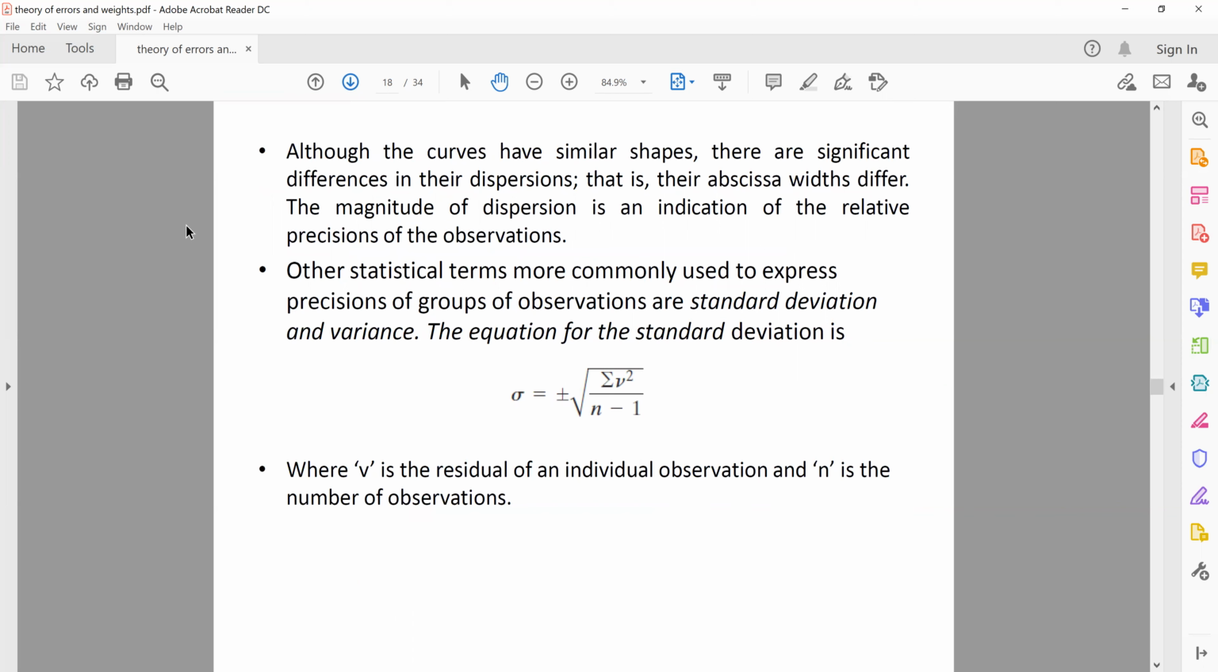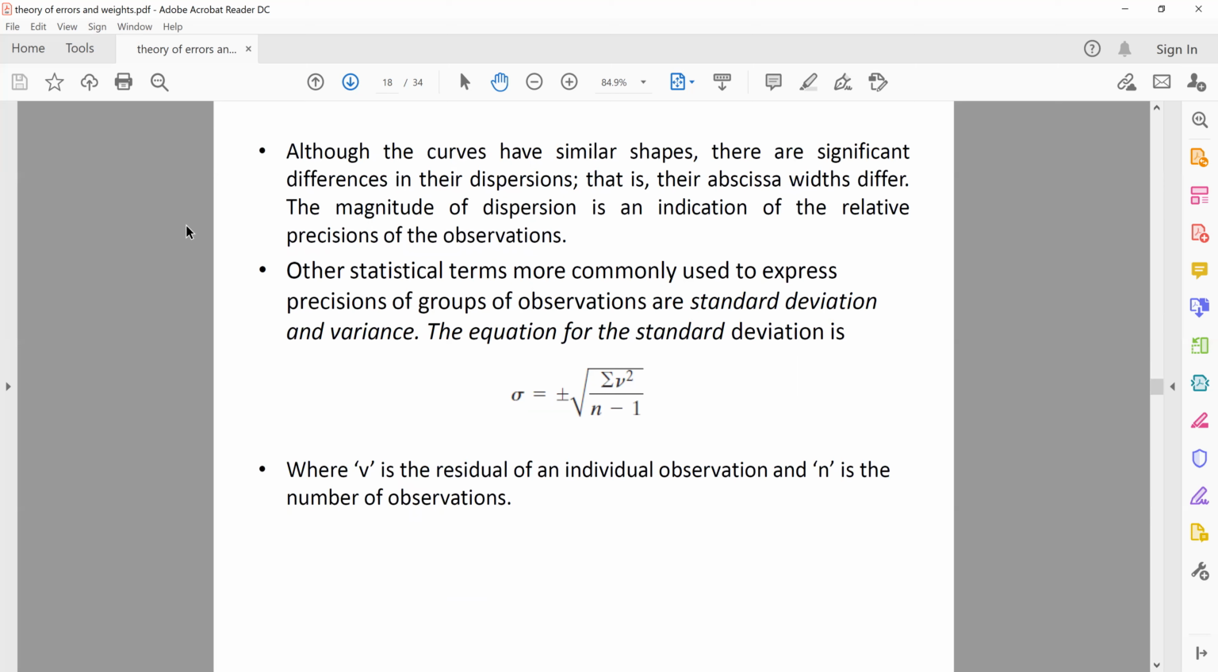So although the curves have similar shapes, the two curves that we saw, the narrower and taller one and the smaller and wider one, there are significant differences in their dispersions. That is, their abscissa widths differ, and the magnitude of dispersion is an indication of the relative precisions of the observations. So if the curve is narrower and taller, that means the precision is more. And if the dispersion is more, that means the precision is lesser. One other way you can comment on their accuracy is by using the term standard deviation.